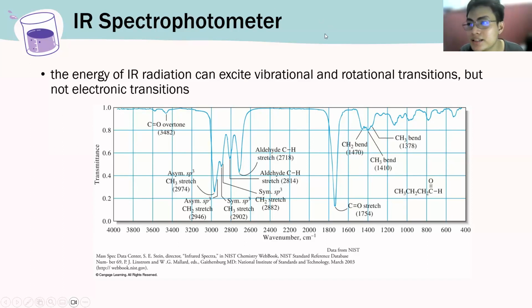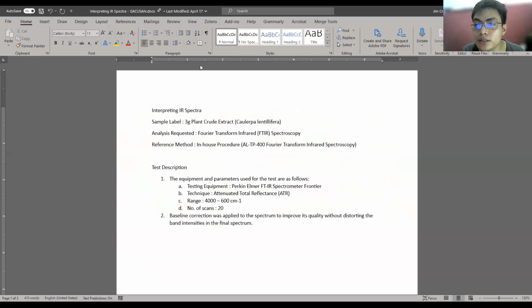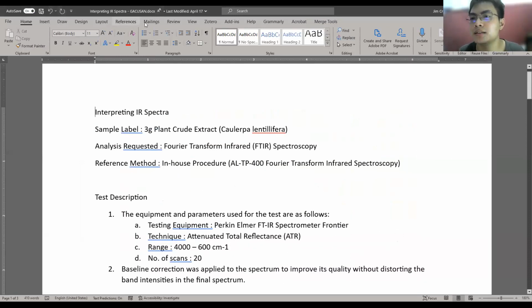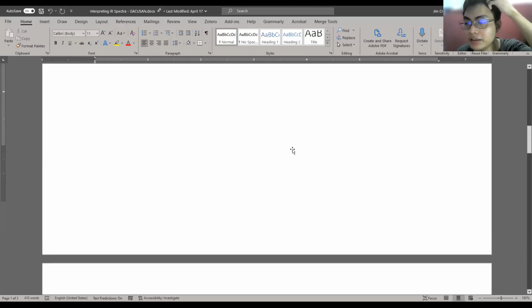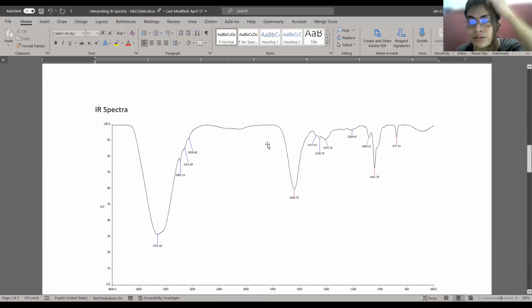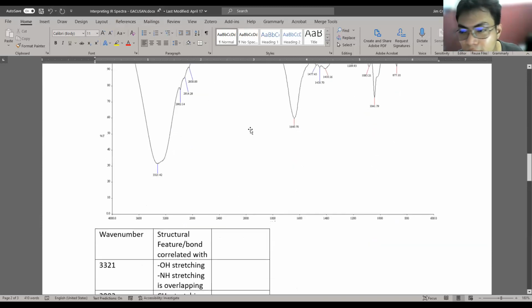So bigyan ko kayo example kung saan ito nagagamit. So post ko muna ito. Okay, so this is one example of the IR spectra na sinasabi ko sa inyo. Ito, isang thesis paper ng mga bata, pero ako yung nag-interpret ng IR. So ito yung sample nila. Ano nga ba yung sample nila? Kalimutan ko.